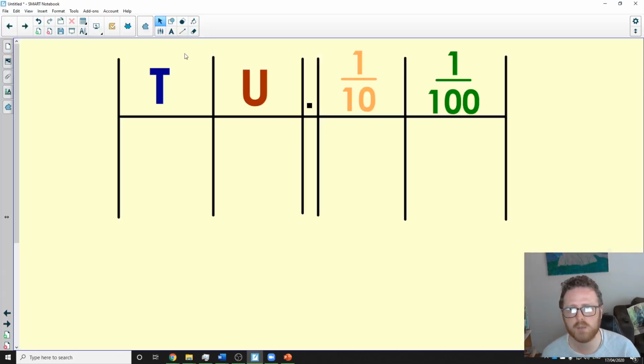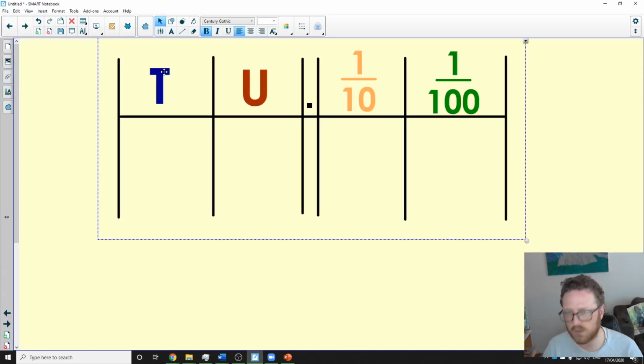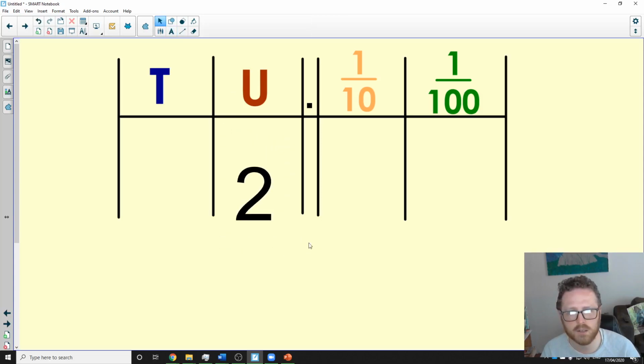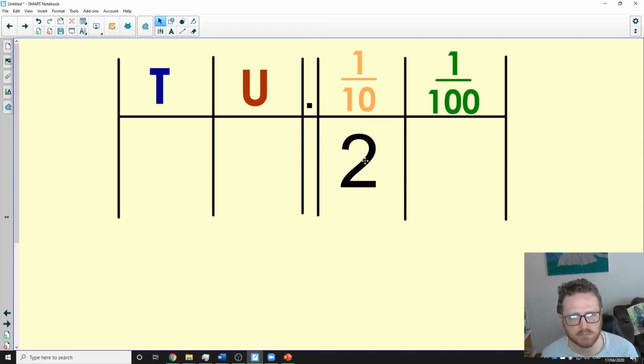Well, I'm going to go back over here. I'm going to, whoops, no, that's not what I wanted to do. I wanted to put a 2, and I don't want 2 units, I want 2/10. 2/10 is how many hundredths?